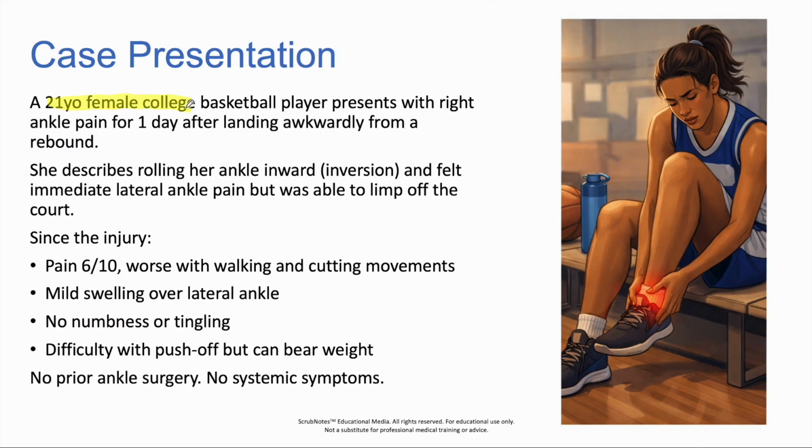We have a 21-year-old female college basketball player who presents with right ankle pain one day after landing awkwardly from a rebound. She describes rolling her ankle inward, so inversion, and felt immediate lateral ankle pain, but was able to limp off the court. Since the injury, she rates her pain at a 6 out of 10, and it's worse with walking or cutting movements. There's mild swelling over the lateral ankle, no numbness or tingling, and there's difficulty with push-off, but she can bear weight. She's had no prior ankle surgery and no systemic symptoms.